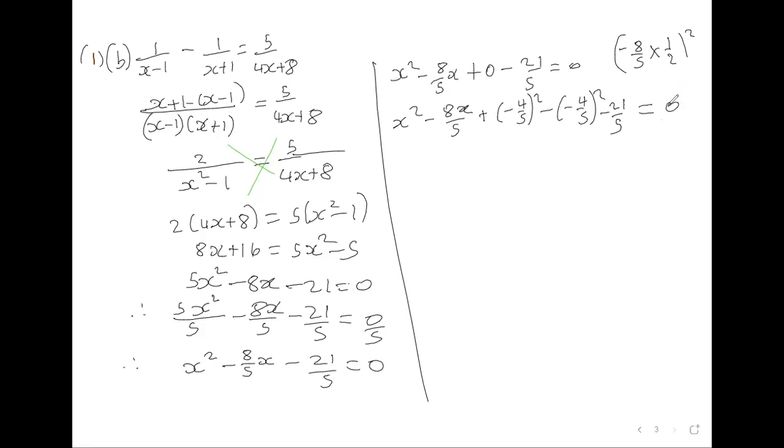So the first three terms can be written as x minus 4 over 5, then we square. You observe that when you expand this, you're going to get these three terms. So now it remains to simplify this part. So we have minus, when you square here, we have 16 over 25.